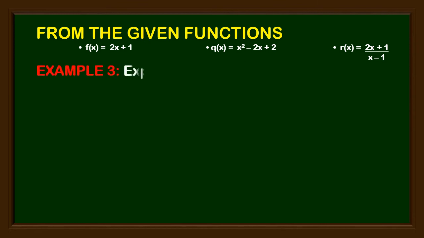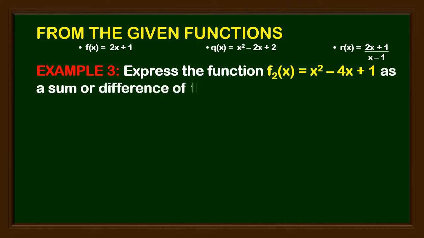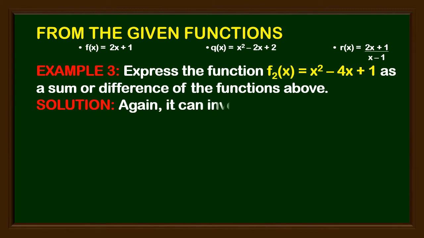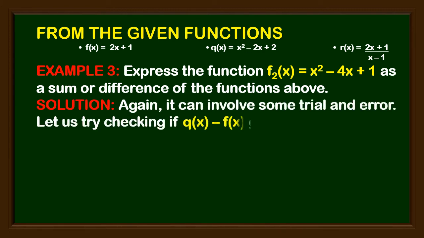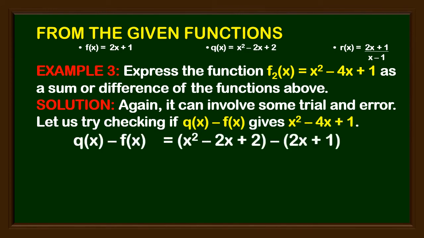Example 3. Express the function f sub 2 of x equals x squared minus 4x plus 1 as a sum or difference of the functions above. Solution. Again, it can involve some trial and error. Let us try checking if q of x minus f of x gives x squared minus 4x plus 1.